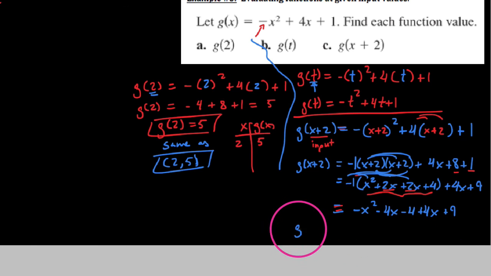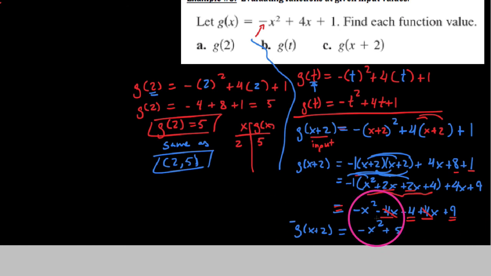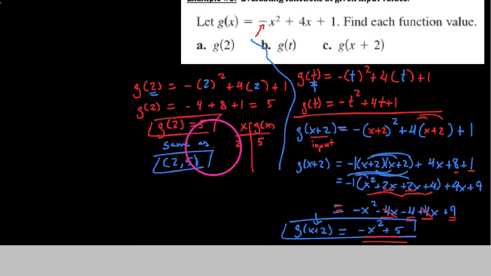Finally, g of x plus 2, what we get when we plug x plus 2 into our function, is this new function, negative x squared. We could put our negative 4x and our positive 4x together, and they cancel out. Our negative 4 and positive 9 gives us a 5. So right here our function value is negative x squared plus 5, if we plug x plus 2 into this function. So direct substitution can be used to evaluate a function at any of those given input values and give you an output value. Cheers.